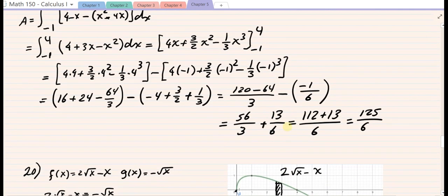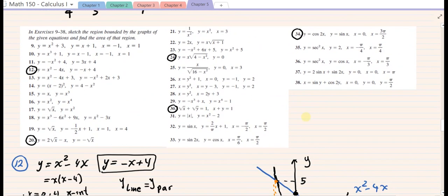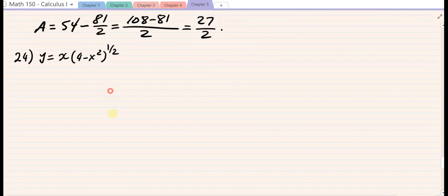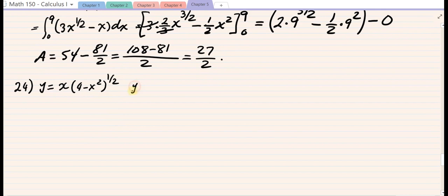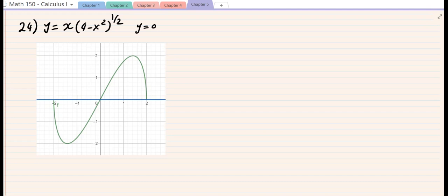And what else do we have in number 24? And y equals 0, right? So the region that's bounded between y equals 0 and the function that we just wrote. Remember, y equals 0 is the x-axis, right? So here's what this graph is going to look like. There's the graph of this function, and of course, y equals 0 is the x-axis.